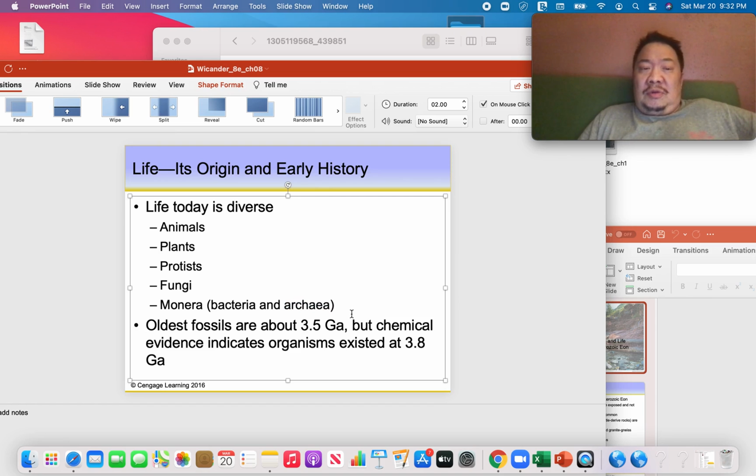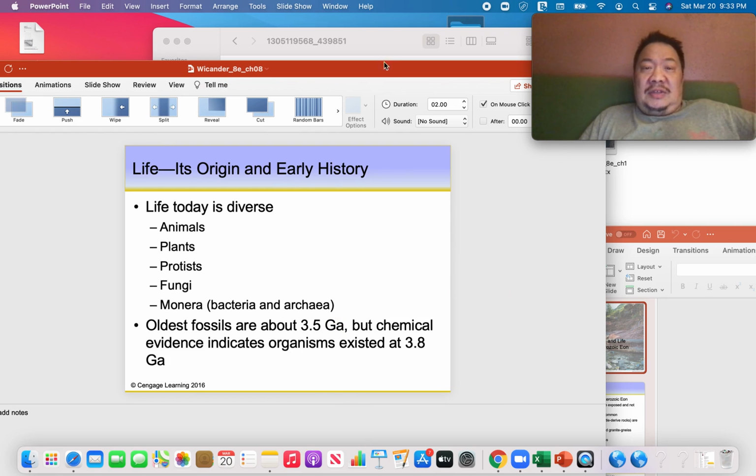You should know that the first fossils that we find are about 3.5 billion years old. And they are formed in what eon? What eon is this chapter about? The Archean. But some chemical evidence indicates that organisms might have existed as far back as 3.8 billion years ago. BYA. They use GA, which is the same as BYA. Billions of years ago.